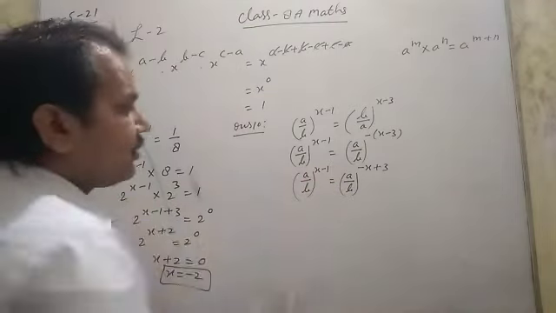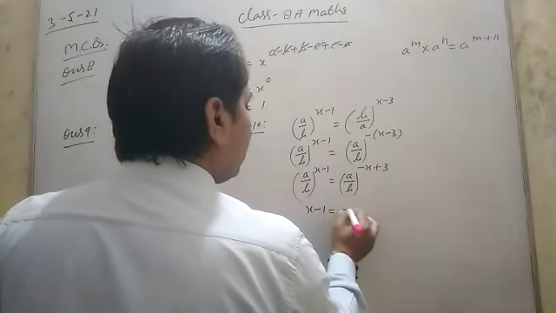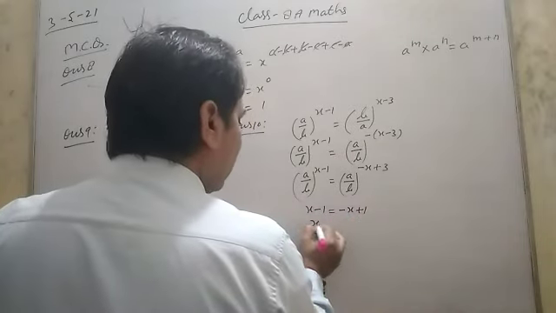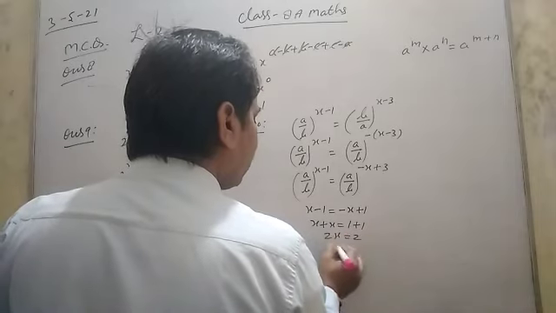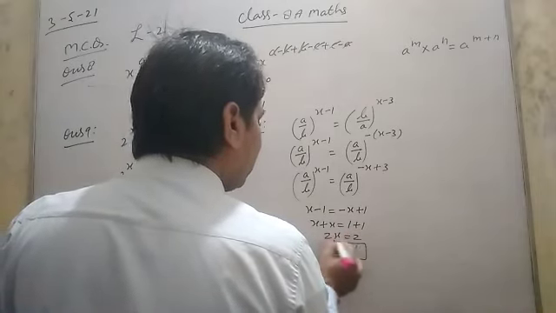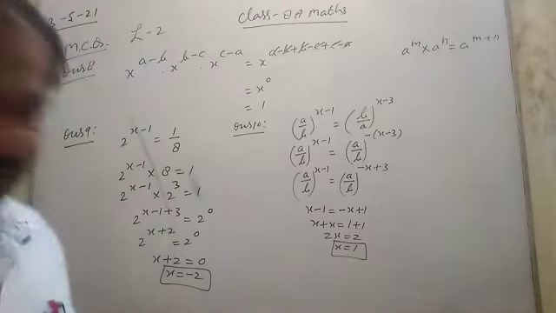So now compare their powers. Now bases are same. So x plus x is equal to 1 plus 1. 2x is equal to 2. So x is equal to 1. This is answer. Question number 11.